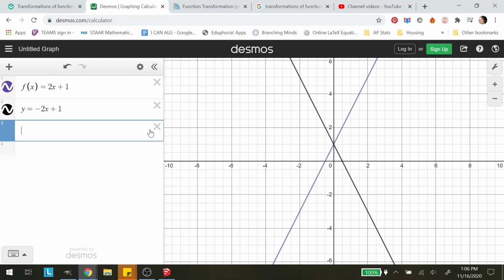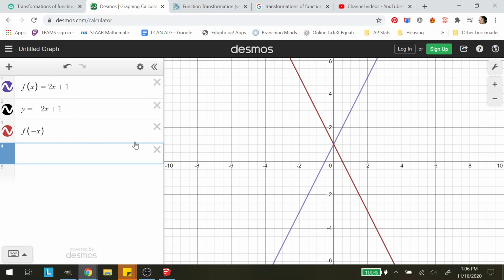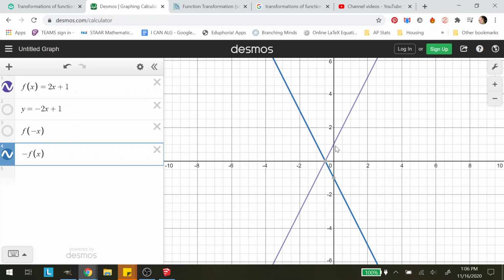Now another way we could have done this is just said f of negative x. See how that turned it red? So I can turn it on and off. It's right exactly there. Those are the same thing. And then last, if we wanted to flip it over the horizontal axis or the x-axis, I put a negative on the outside. Now I'm going to turn these two off to make it a little bit easier to see that this is flipped down. So this has just been flipped over this x-axis.